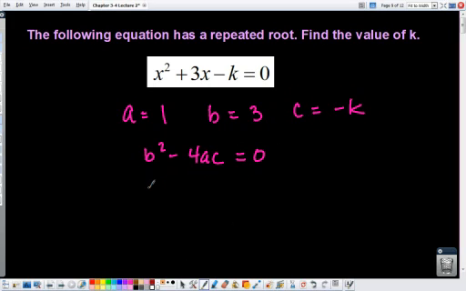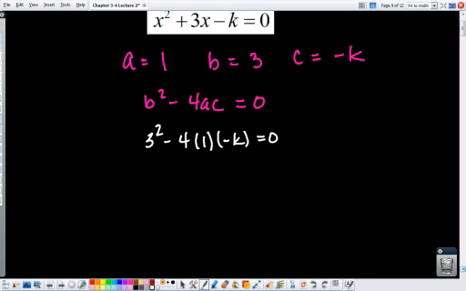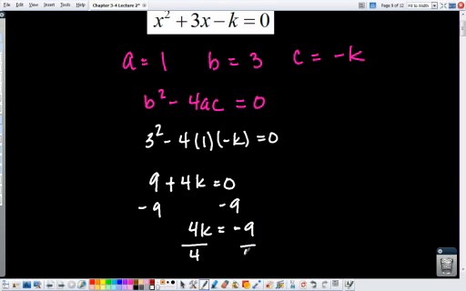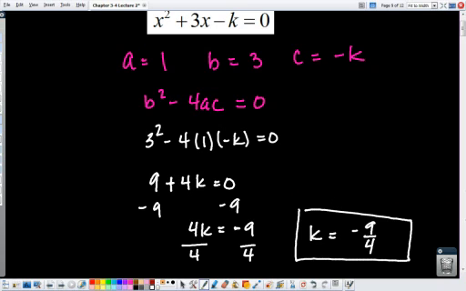So we're going to figure out what k has to be when we have this case. So b squared, that would be 3 squared, minus 4 times 1 times negative k, has to equal 0. So let's find out what k is if we want it to be a repeated root. Simplifying this, we get 3 squared is 9, negative 4 times 1 times negative k is positive 4k, equals 0. I'm going to solve for k by subtracting 9 from both sides. So 4k equals negative 9, divide by 4. So k has to be negative 9/4 if this equation is going to have a double root or a repeated root.